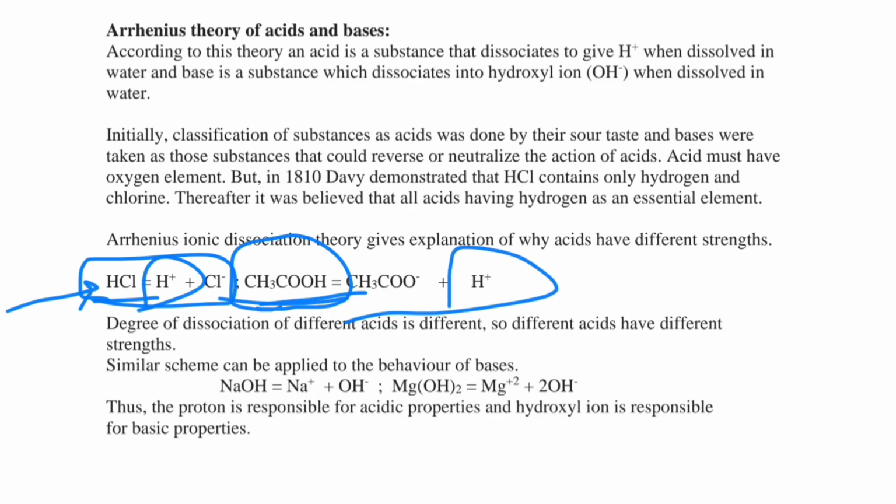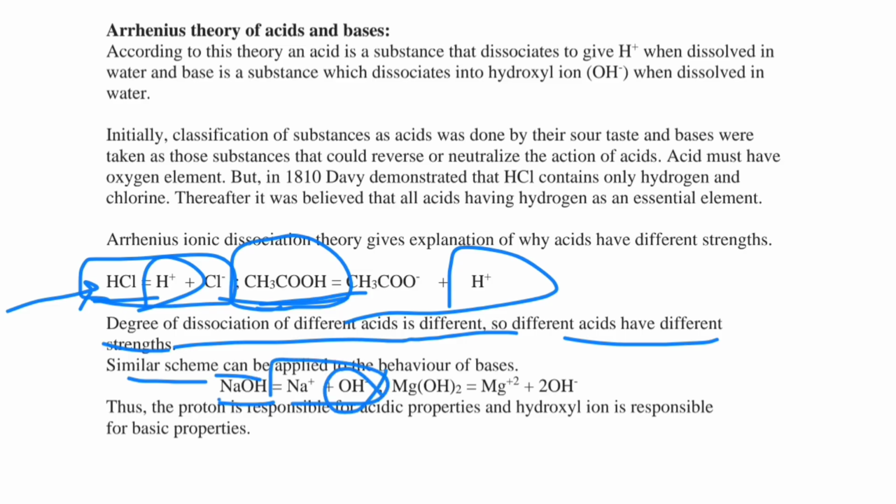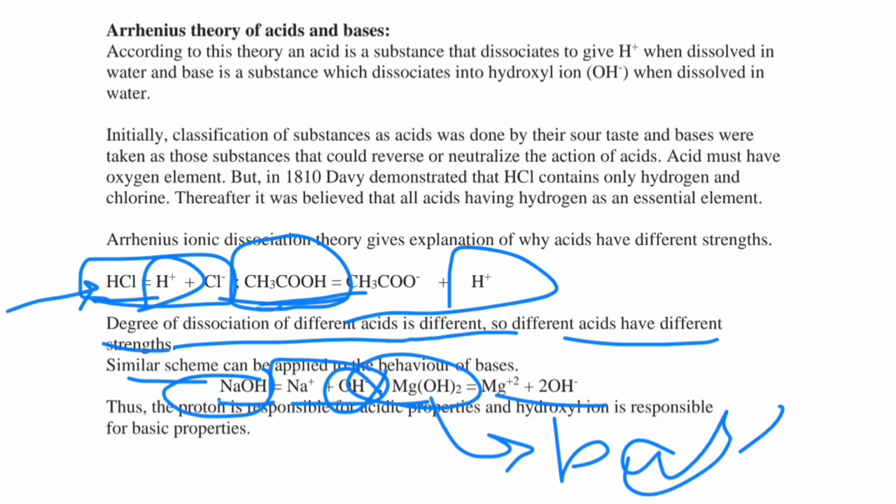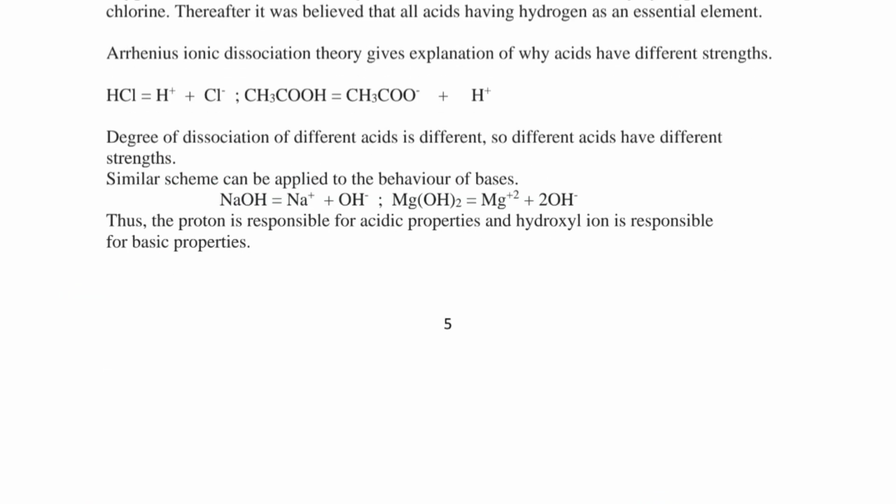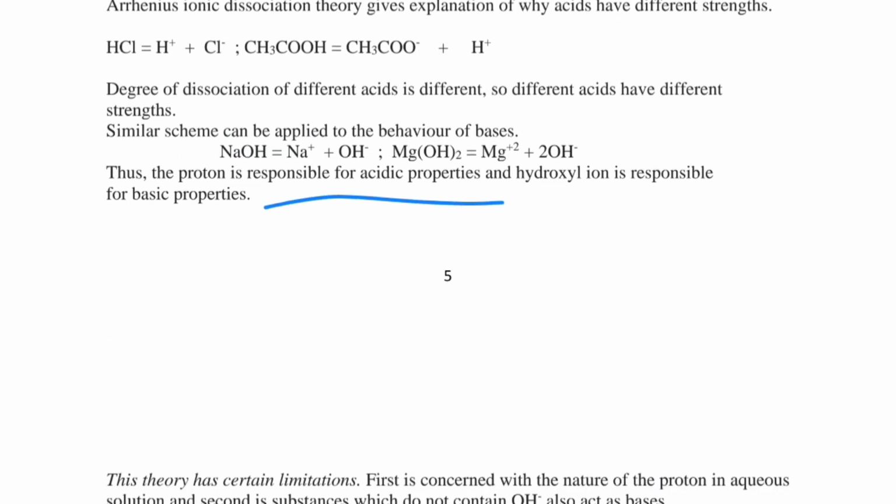This is acetic acid. The degree of dissociation of different acids is different, so different acids have different strengths. A similar scheme can be applied to NaOH. NaOH gives Na+ and OH- ions, so NaOH is a base. Mg(OH)2 gives OH- ions, so Mg(OH)2 is a base. Thus, the proton is responsible for acidic properties and the hydroxyl ion is responsible for basic properties.